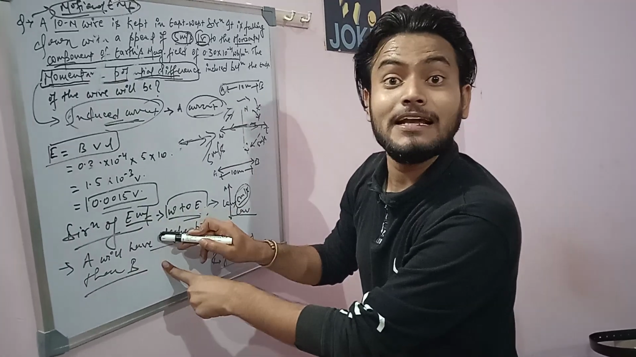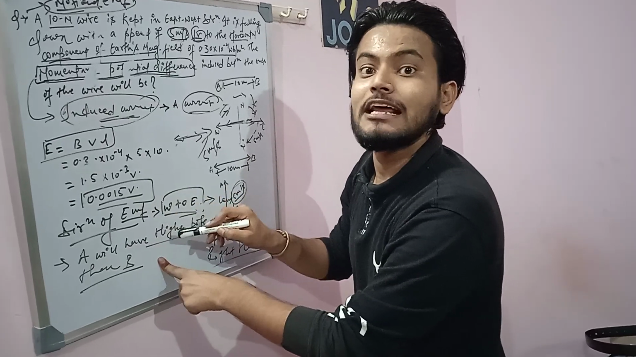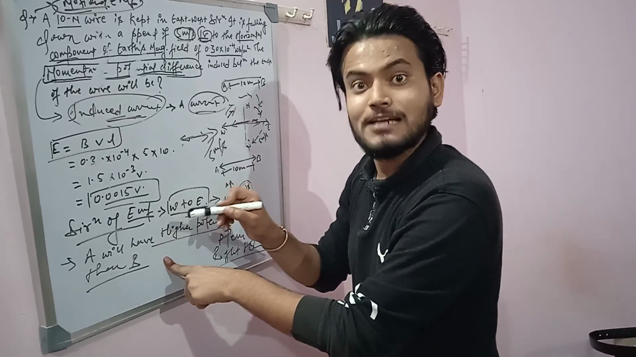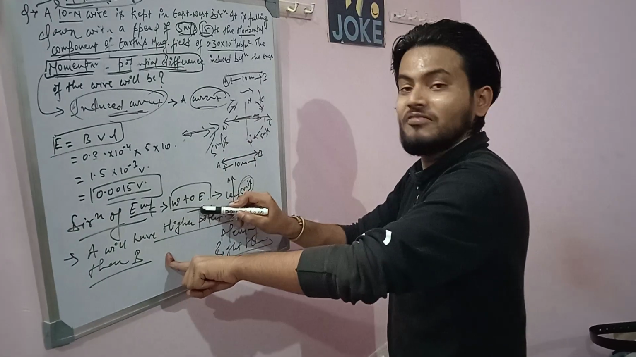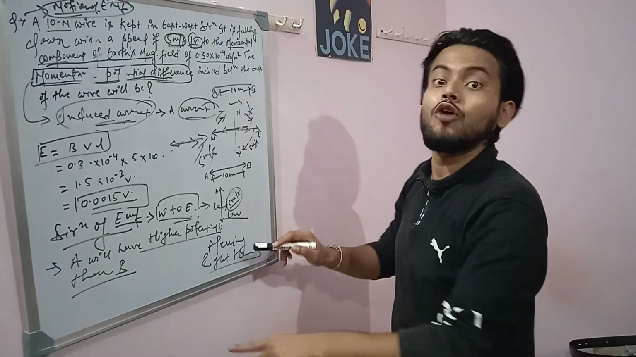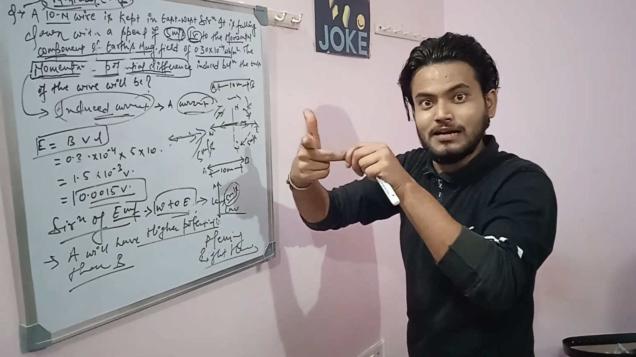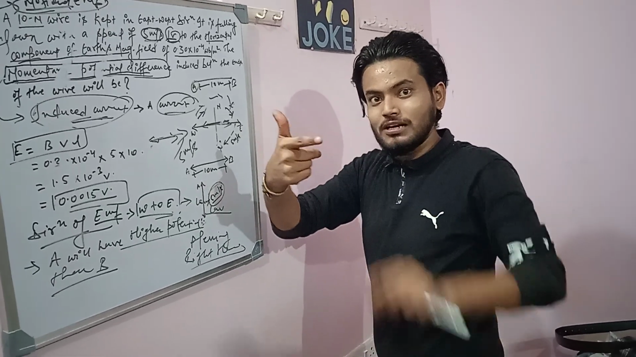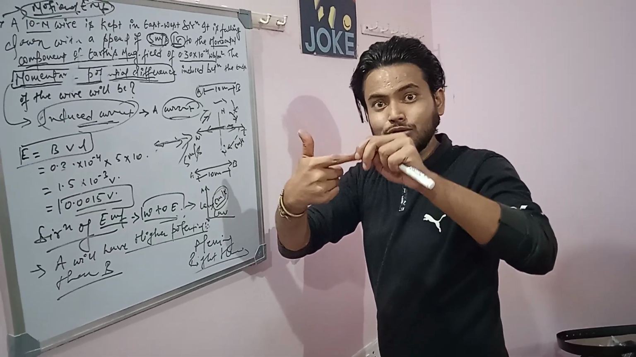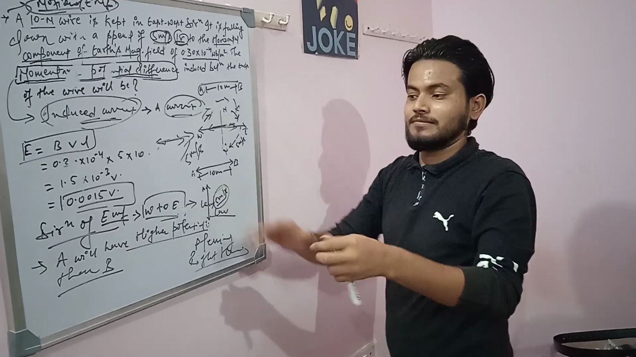And what will be the direction of that EMF? The direction of the induced current produced by that electromagnetic induction will be from west to east. And how will we find it? We can find it by Lenz's law, or by Fleming's right hand rule. In Fleming's right hand rule, the middle finger tells you the induced current, the forefinger tells you the magnetic field, and the thumb tells you the motion of the conductor. That's it. Thank you.